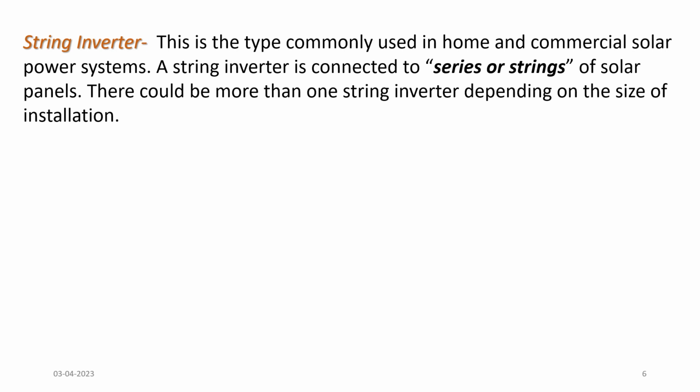Another one is the string inverter, and this is commonly used in our home and commercial solar power systems. A string inverter is connected to a series of strings, and that's what we use mostly at home. What do you mean by strings? Maybe I have, as I've said earlier, 6 panels, and I connect them in strings, maybe 2, 2, 2. That will make 3 strings. Maybe I connect them in series, two in series, two in series, two in series. So I'm having 3 strings already.